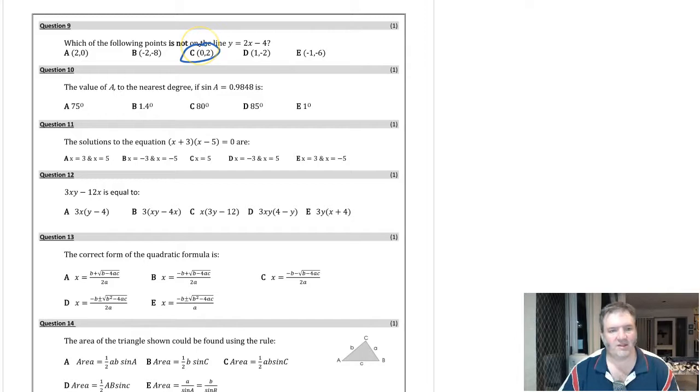I'd probably just check the others to make sure. 2 times 1 is 2. 2 minus 4 is negative 2, so that would satisfy the line. And if x is negative 1, 2 times negative 1 is negative 2. Take away another 4 is negative 6. So we're pretty confident we got the right one there.